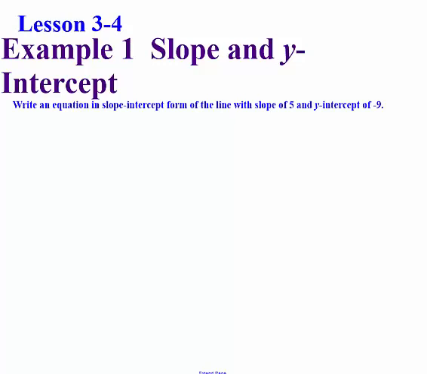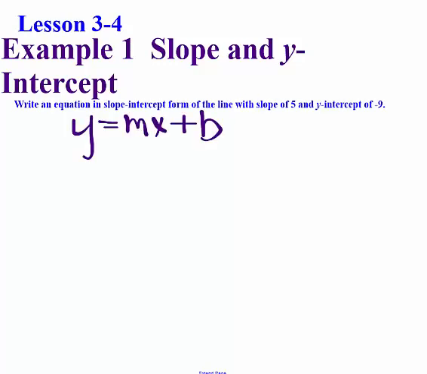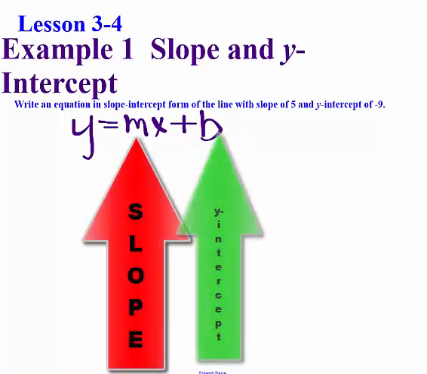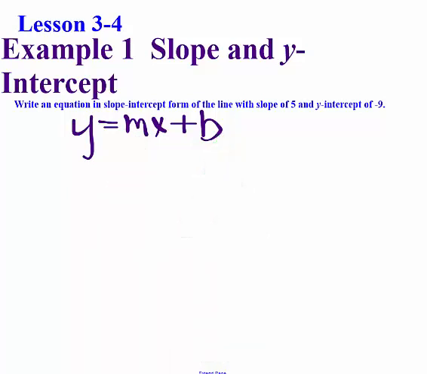Example 1. Slope and y-intercept. Write an equation in slope-intercept form of the line with a slope of 5 and a y-intercept of -9. First thing I want to do is write down the slope-intercept form, which is y equals mx plus b. M stands for the slope and b stands for the y-intercept. Since both are given in this problem, all we need to do is simply fill it in.